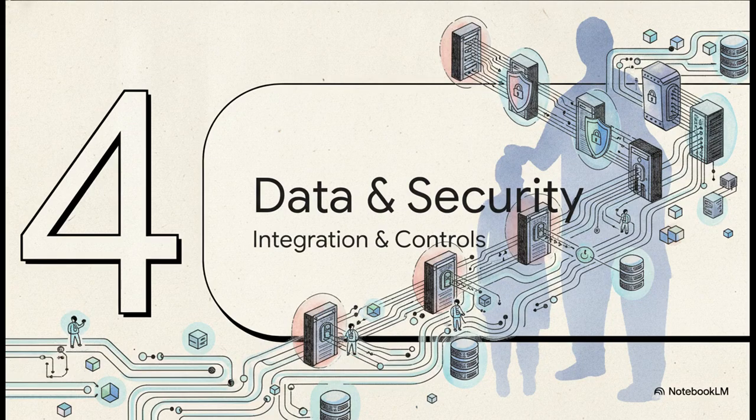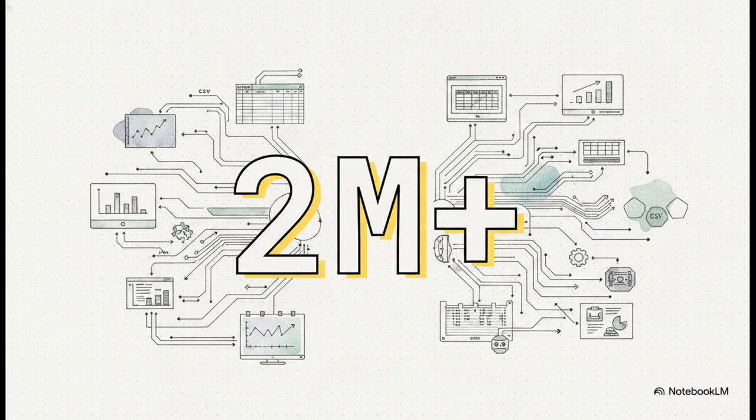All right, Section 4. Data Integration and Security. This brings us to the fundamental question of the infrastructure layer. How do we feed our agents the live data they actually need to be useful without accidentally leaking sensitive enterprise data? Well, check out this number.